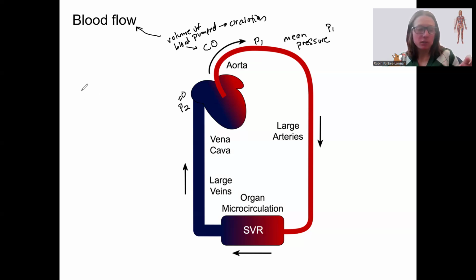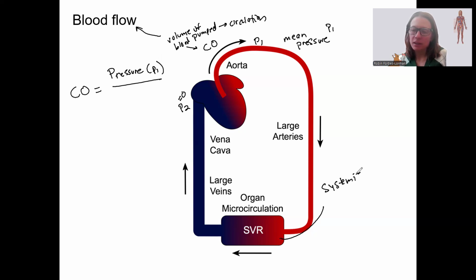So let's actually start writing out this equation. Same as before, cardiac output flow equals pressure. I can just put P1 because P2 is zero. So I'm just going to write that as pressure, parentheses P1, over resistance. Where's my resistance? It is represented down here. SVR stands for systemic vascular resistance. It also sometimes is abbreviated TPR, which is total peripheral resistance. Same thing.